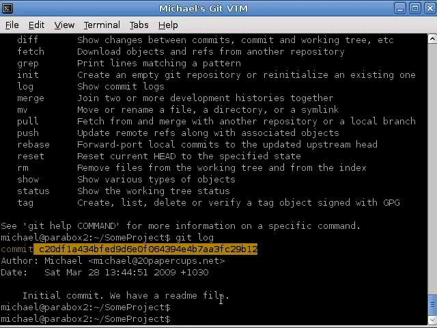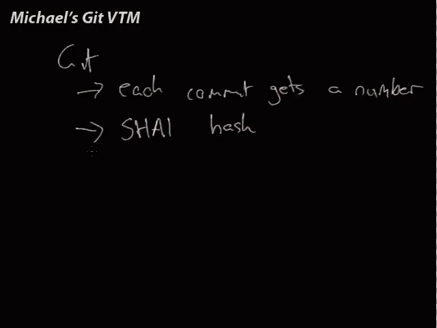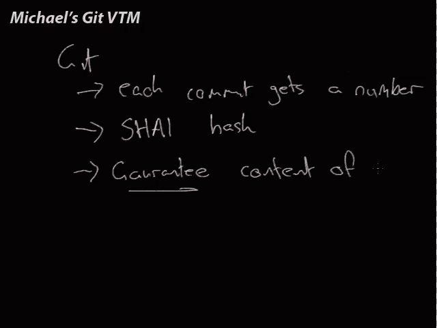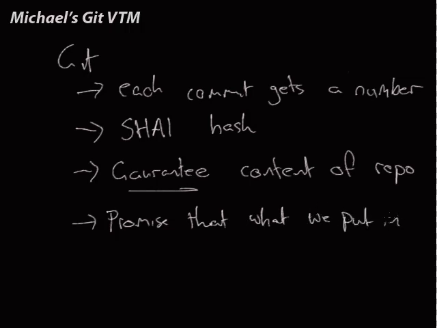This is kind of a good idea. The reason we do a SHA-1 hash is we can guarantee the content of the repository. I've spelled that wrong. And this is really important. Git promises that what we put into the repository is what we get out. Now, this is really important.